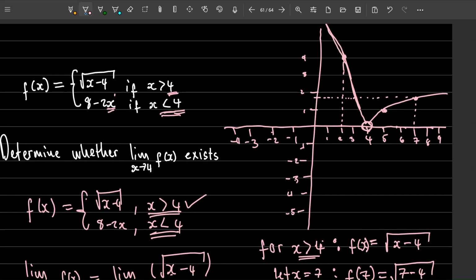You're done. So this is going to be your y-axis, and this is going to be your x-axis, and then this part is f of x equal to the root of x minus 4, and this part is f of x equal to 8 minus 2x. You are done. That's how you plot it.